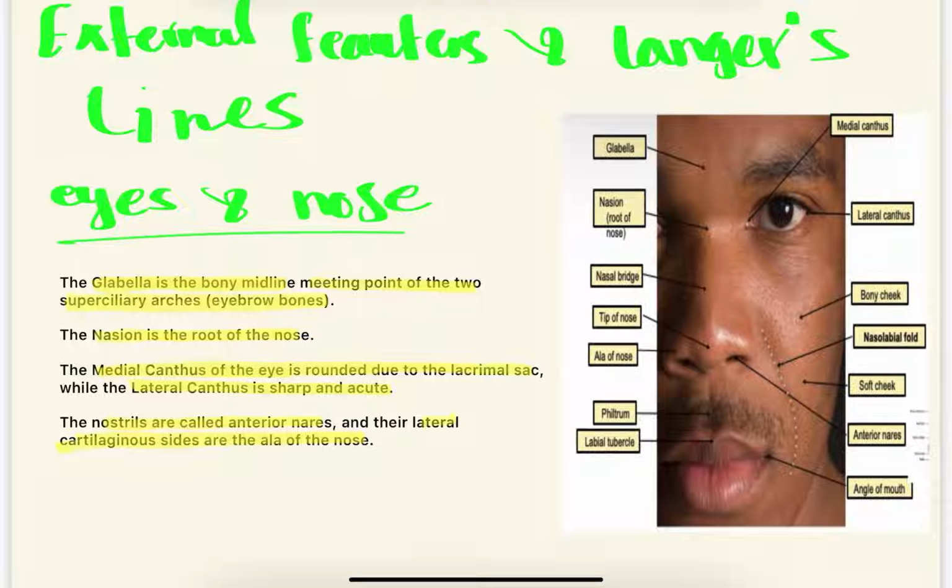Now for the eye, I have here a medial structure and here a lateral structure. The medial one will be called the medial canthus. The lateral one will be called the lateral canthus. So the medial canthus is more rounded. Why? Because inside here I have the lacrimal sac. The lateral canthus is more acute, more sharper. Now, again, I said for the nose, the ala is going to be lateral. It's the lateral cartilaginous sides. And here for the nostrils, we can also call them the anterior nares.